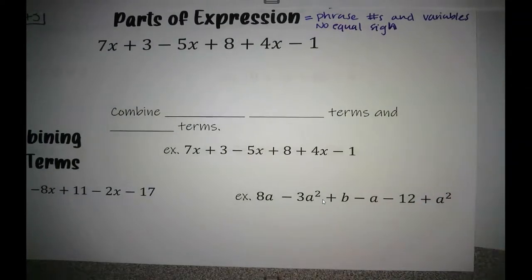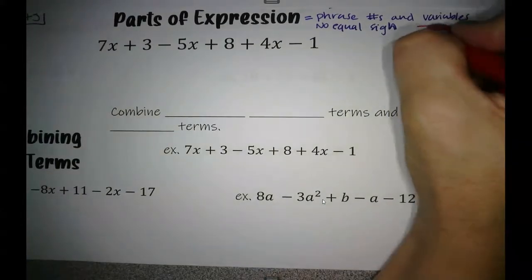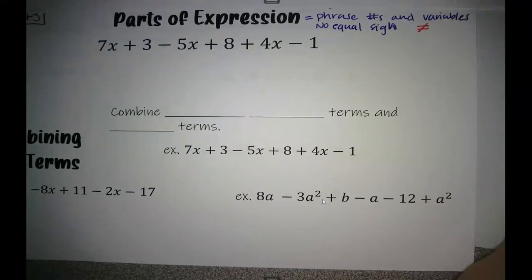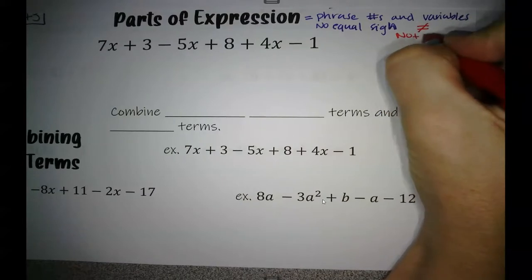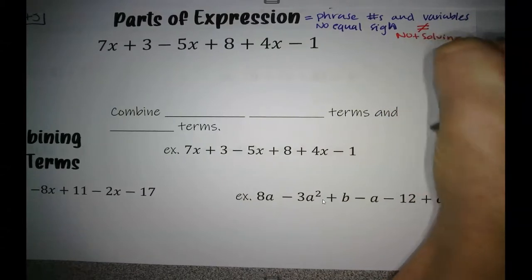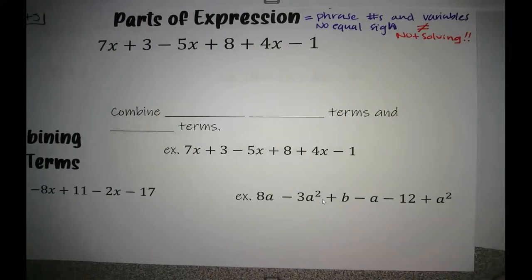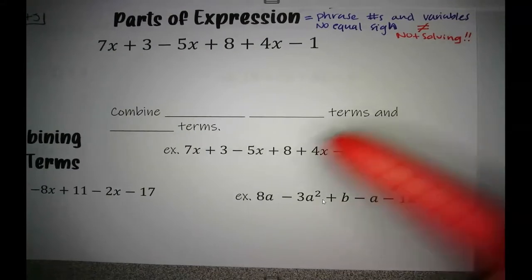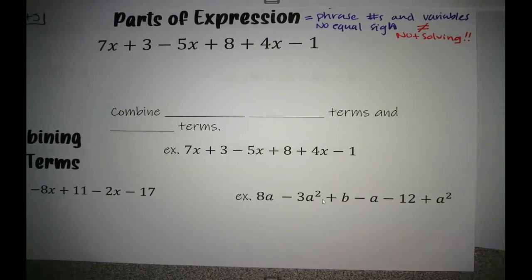So we are not going to be solving for anything. There's no equal sign. Not solving. I'm going to write that down and put two exclamation points. So if you are asked to simplify an expression, do not write x equals a number. Okay, we're not solving for anything. You can't just add in an equal sign when there's not an equal sign.